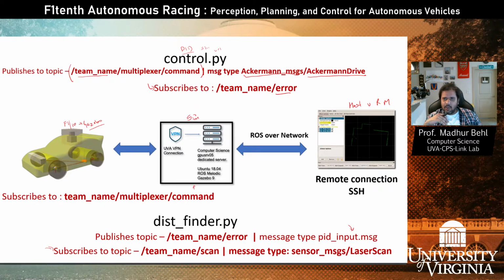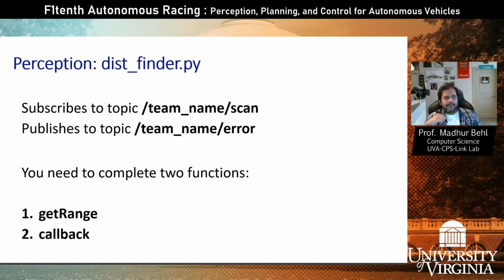Let me go over in a little bit more detail both distance_finder and control.py and what you have to actually tweak in both of these files. And then I will switch to the actual simulator and the code. The distance finder, as I've said, subscribes to the LaserScan message, and the goal is to publish the error message. In the code, you will find that you need to complete two functions. One function is called getRange, and the other is the callback function.